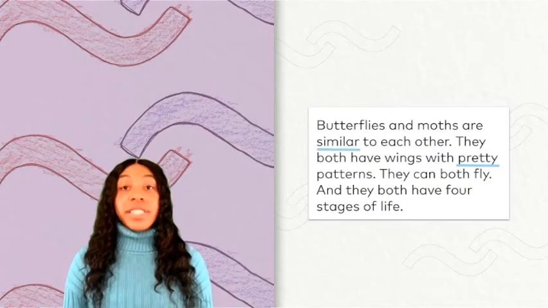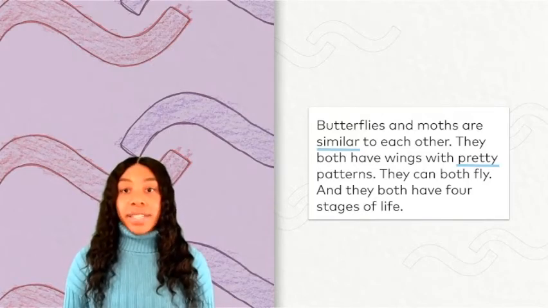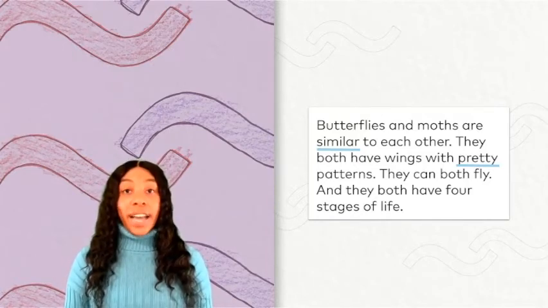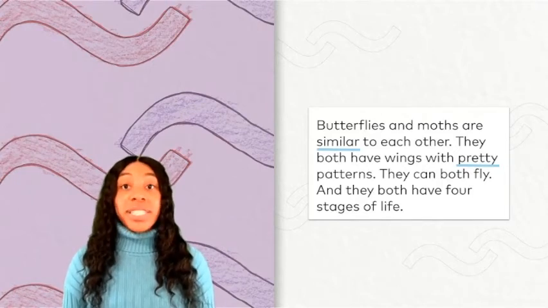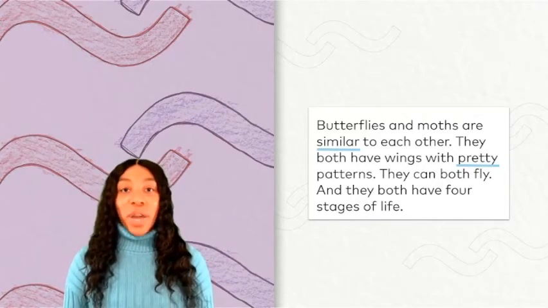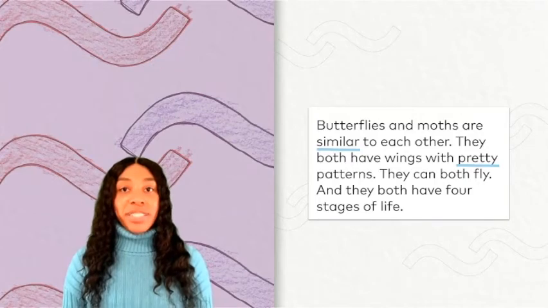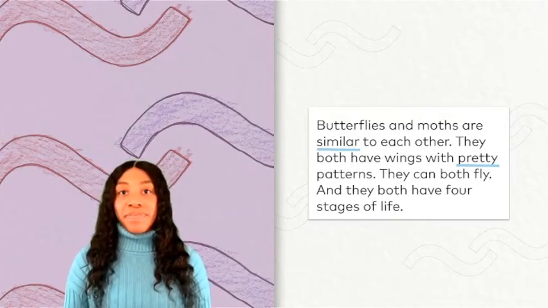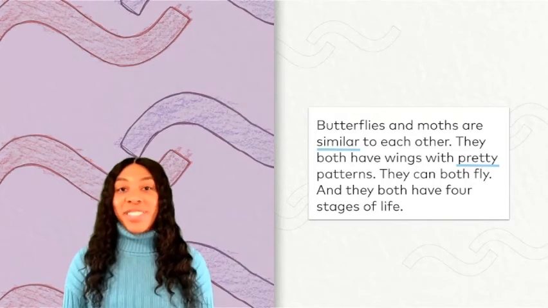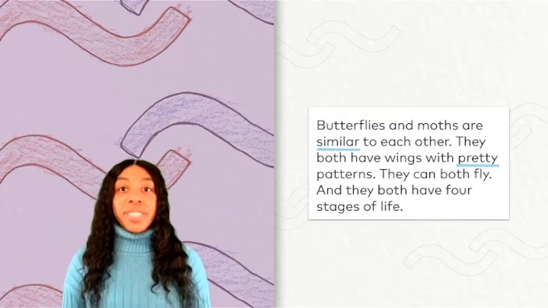Butterflies and moths are similar to each other. They both have wings with pretty patterns. They can both fly, and they both have 4 stages of life. We have 2 high frequency words. Starting from the top, we have similar and pretty. Don't forget to jump every time you hear a high frequency word.